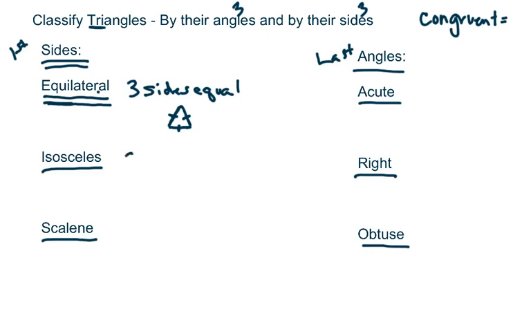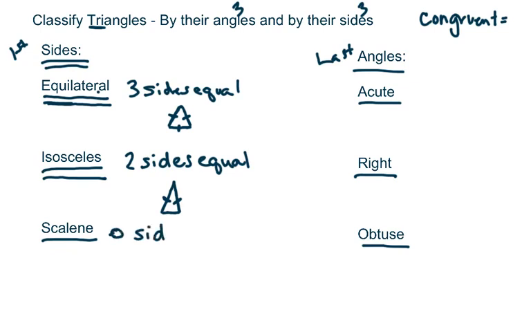Isosceles is when we have, you may have guessed it, two sides equal. Two sides equal, so it may look something like this, where these two sides are equal. And that's called an isosceles triangle. Two sides are equal. Now on a scalene, you may have guessed it, it means no sides are equal.